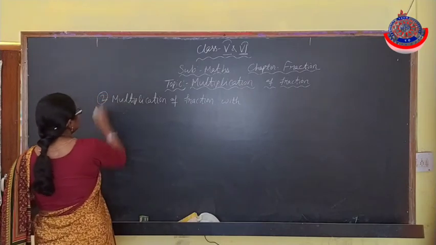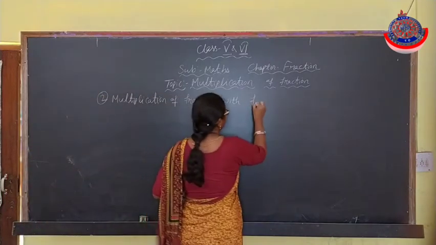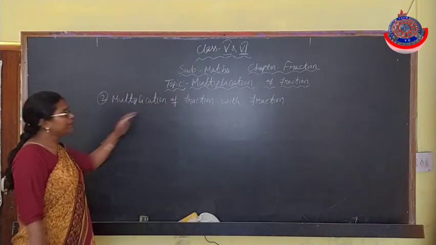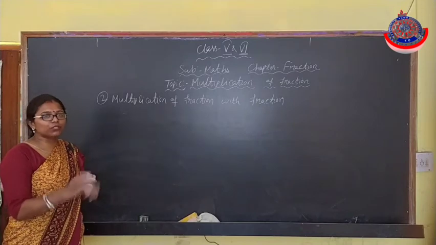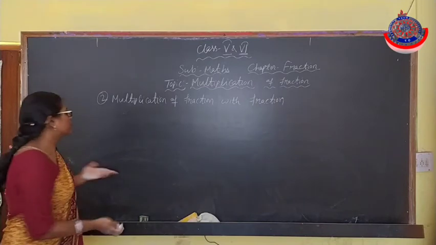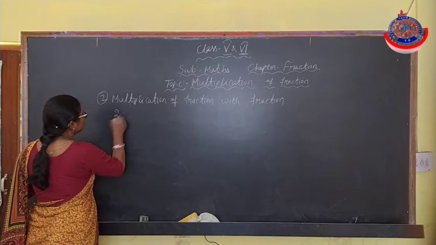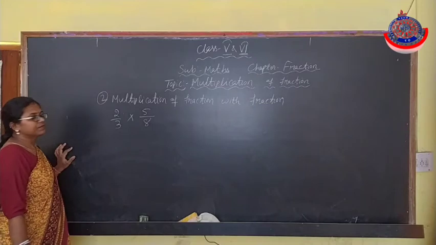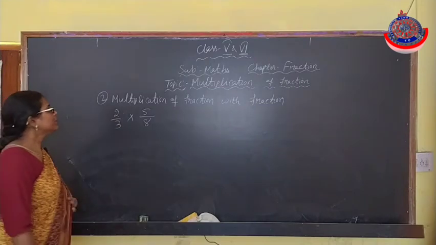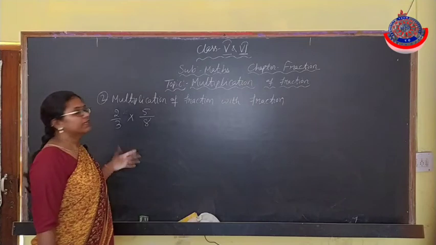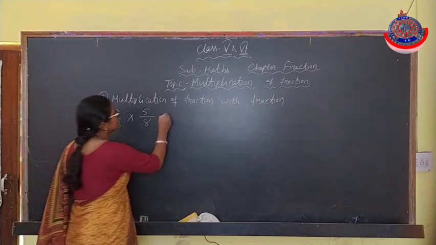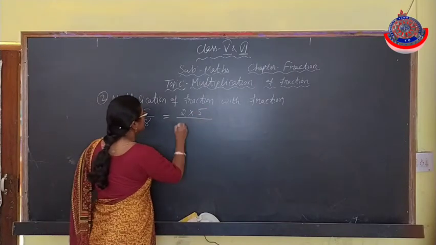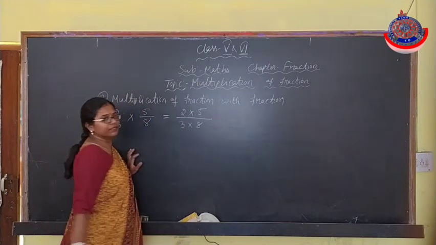Now multiplication of fraction with fraction. That we have done in our whole number also, because whole numbers we have also converted into fraction format. That's why, suppose 2 by 3 into 5 by 8. Now both are in fraction. Just multiply both the numerators and the denominators: 2 into 5 by 3 into 8.